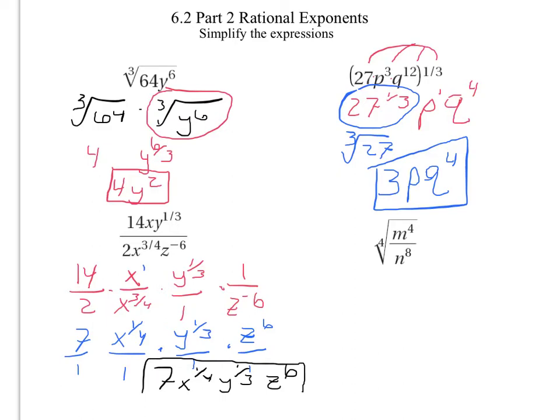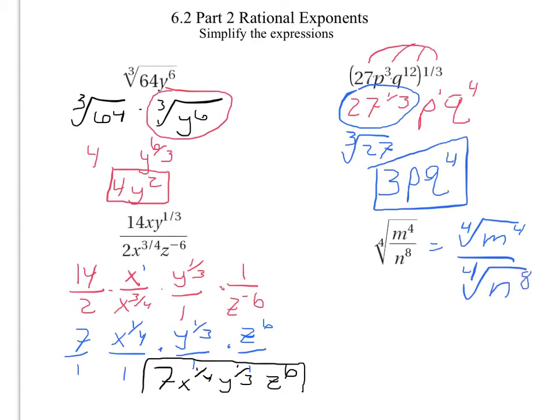Coming over to this fourth one, the fourth root of m to the 4th n to the 8th. So we can break that apart. The fourth root of m to the 4th over the fourth root of n to the 8th.